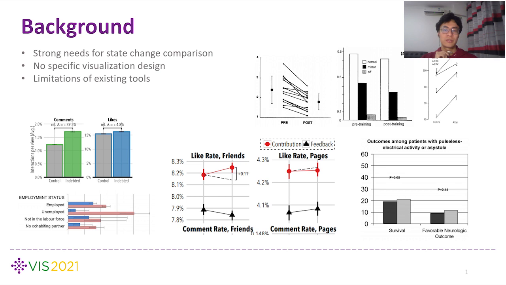Existing tools, for example, the grouped bar chart, can be used to present state changes, but several limitations still exist, which affect the user's graphical perception. And that's why we introduce our novel visual design, Intercept Graph.